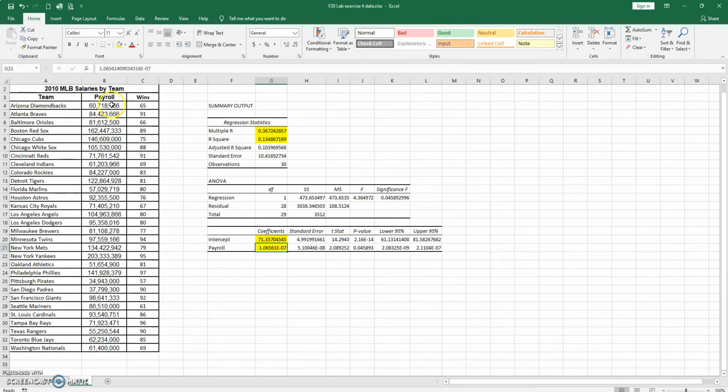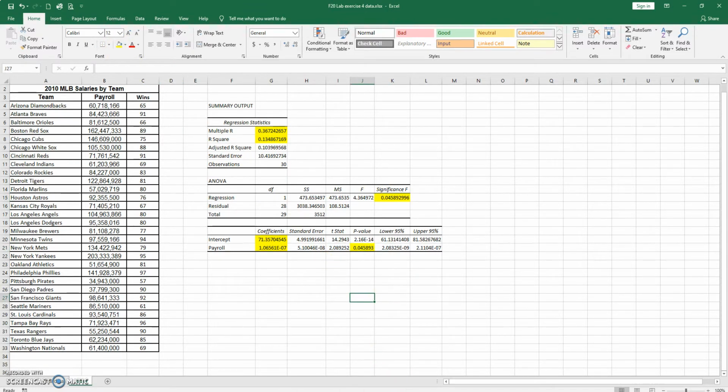If you look at payroll, these values are anywhere from, as I said, 35 million to 200 million. Wins are basically all within 30 or 40 of each other. So it's a very small difference in wins and a large difference in payroll, which is going to amount to some of that difference in the slope. The other variable we need, which is right here, is the p-value for the slope, which is the same in simple linear regression as the significance F value.